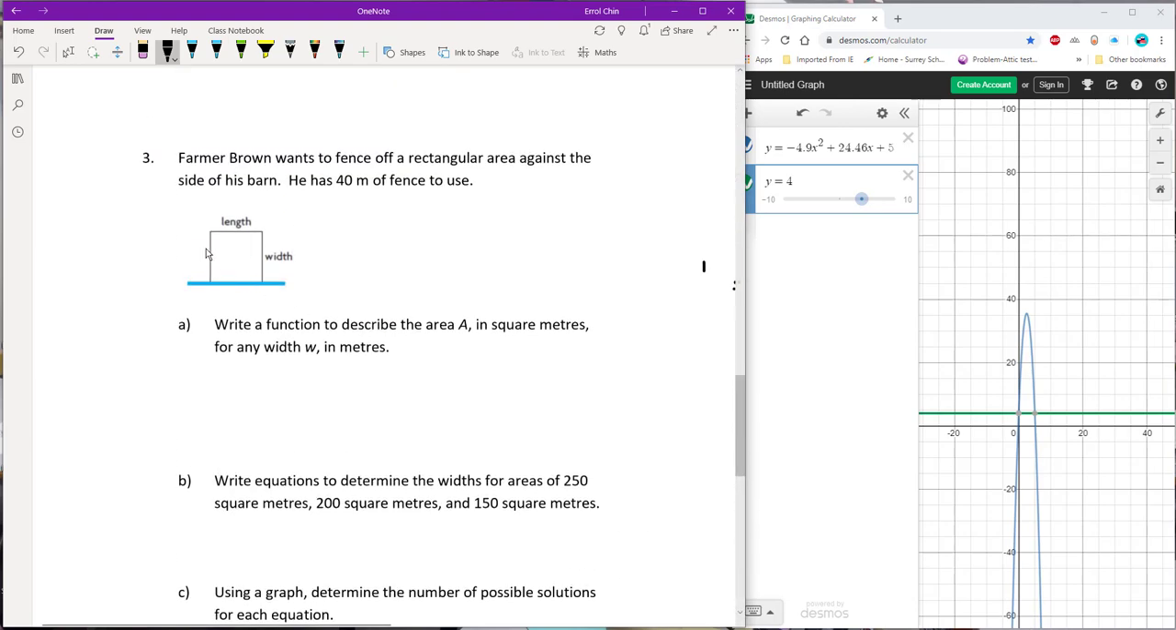So if you would agree, this is W, that's W, and that's L. Well, we have 40 meters of fencing, so hopefully you would agree 40 meters is equal to W plus L, right? Which is really 40 meters is equal to 2 W's and 1 L. Now, it says here, can you write a function to describe the area in square meters for any width W meters? Well, what is the formula for area? Well, isn't that length times W?